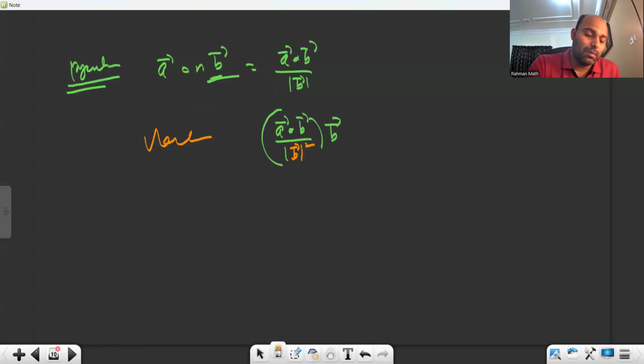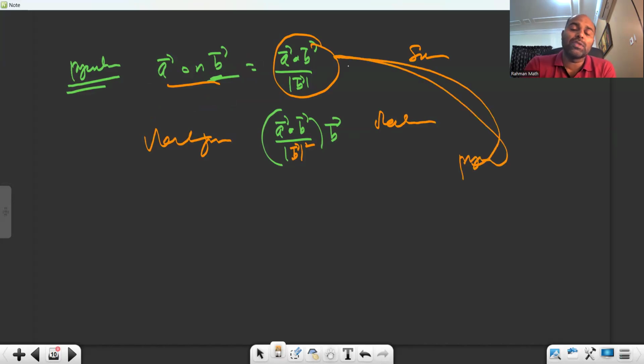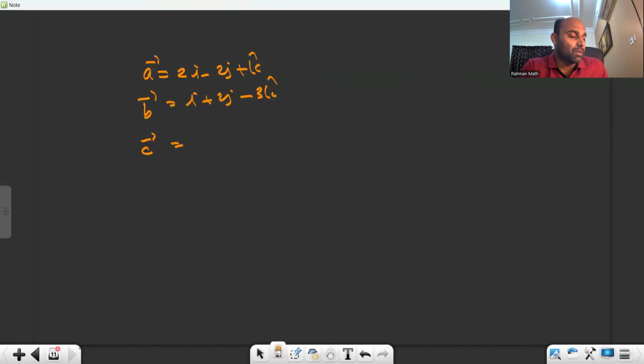Projection of A on B means you get a scalar quantity. But a vector projection means you will get a vector quantity. That's the only difference. Simply projection means this only. Scalar projection also this only. Projection of a vector also this only. But if they tell you projection vector or vector projection, you have to use the other formula. This is the question we are doing, 15th one.